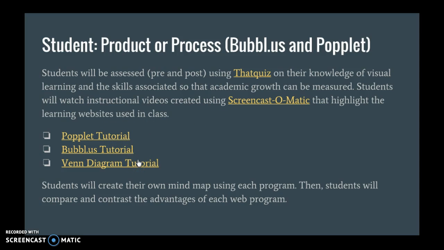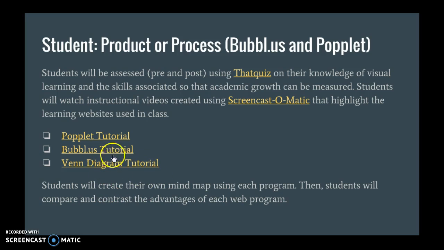Students will also watch a video based on the Venn diagram tutorial. Students will eventually create their own mind maps using both websites and the assignments that are associated with those sites. And then finally, to complete the first part of the lesson, students will complete a Venn diagram which compares and contrasts the advantages and disadvantages of each program.